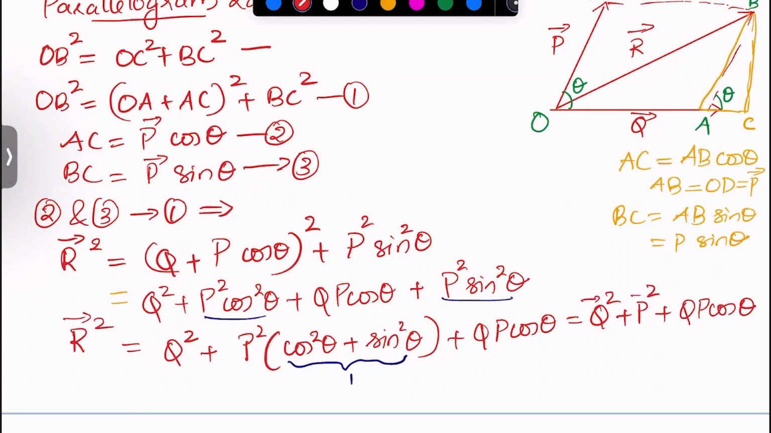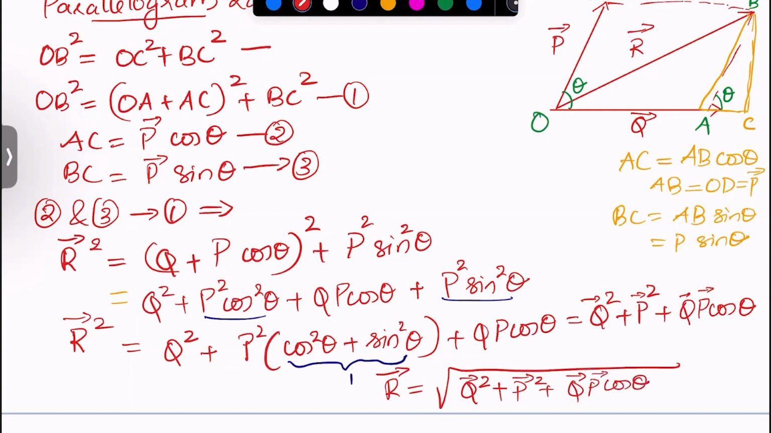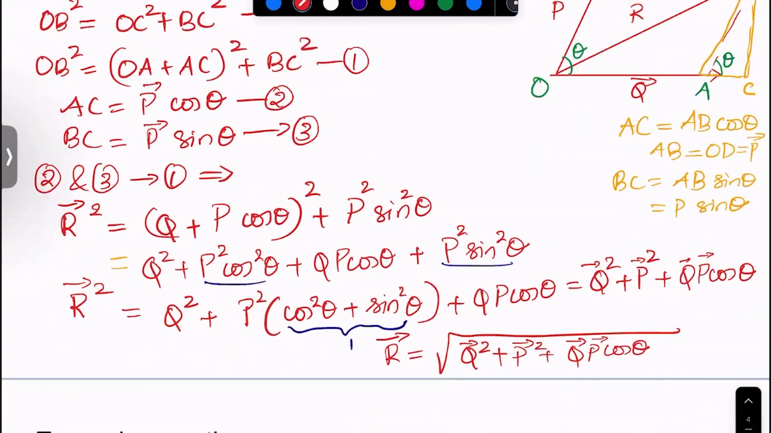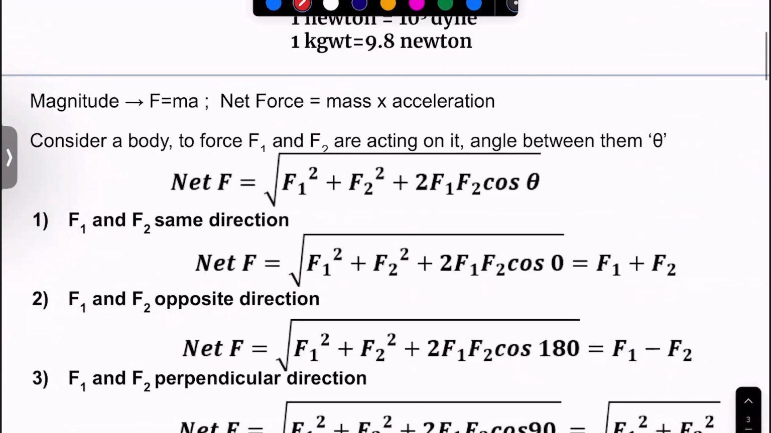Okay, these are all vectors Q and P. So R is equal to root of Q square plus P square plus QP cos theta. Okay, so this is how we find the net force. Now you can see here, this is to find the resultant vector given two vectors which are the adjacent sides of the parallelogram. Now we were using this for finding the net force that is acting on an object.